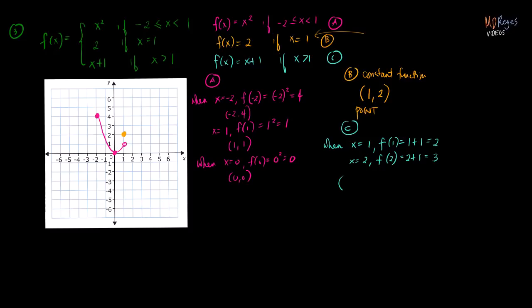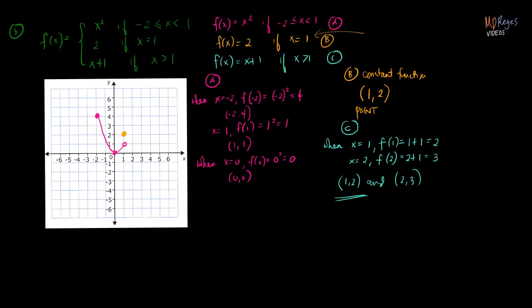So therefore, we have 2 points with the coordinates 1, 2, and 2, 3. These are the 2 points on the line. 1 is definitely not included in the interval in the third function because of the strictly greater than sign. So therefore, 1, 2, this point, is not included in the graph.